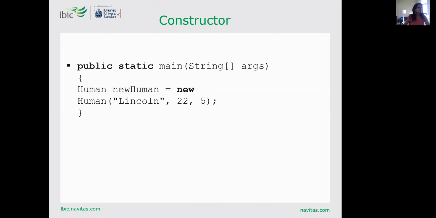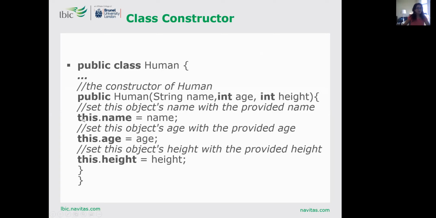The keyword this in the previous slide that we use tells the compiler that we are referring to the current instance of the class. So if we want to refer to the name field of this new human object, we say this dot name. So the compiler doesn't confuse it with the name parameter that is provided as an argument to the constructor method.